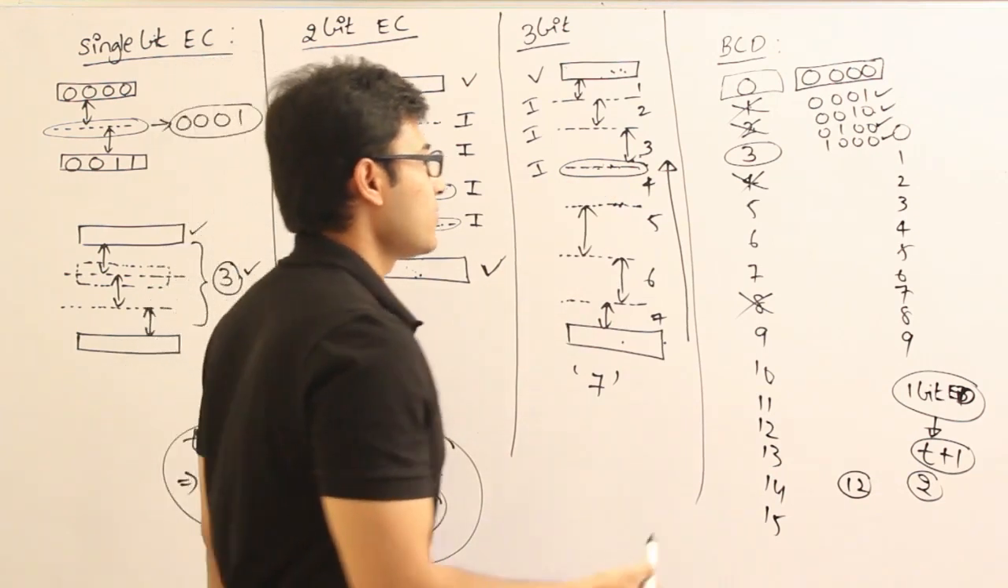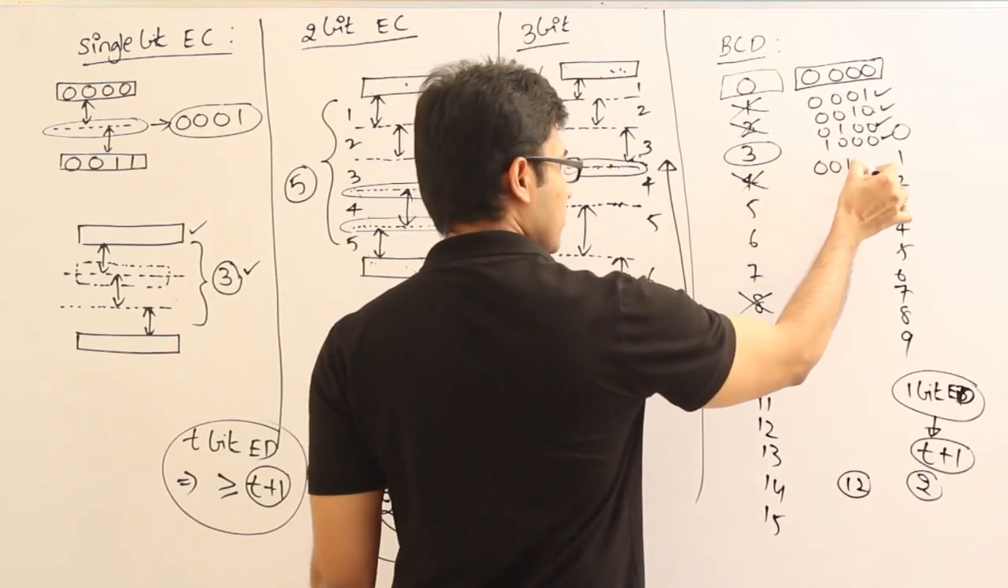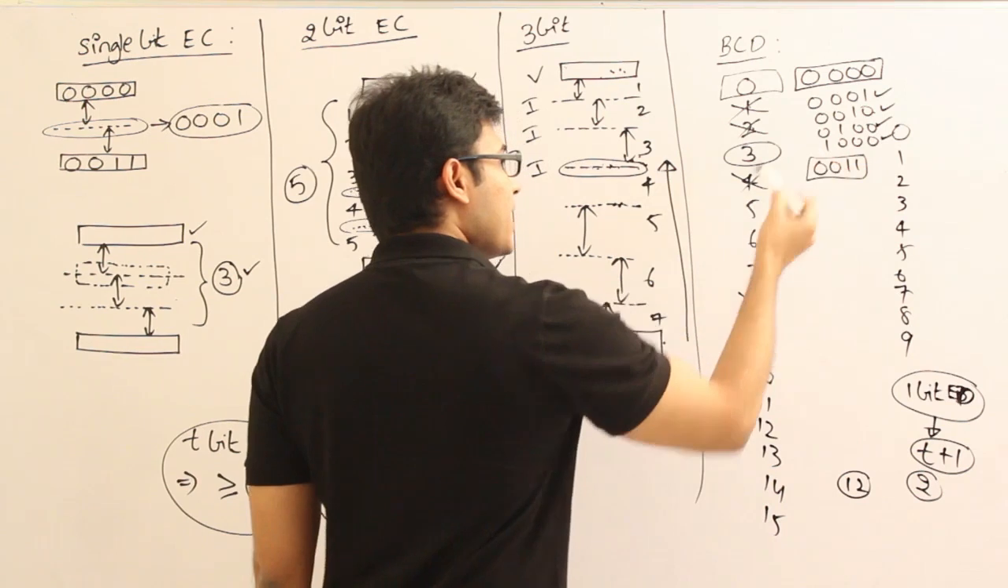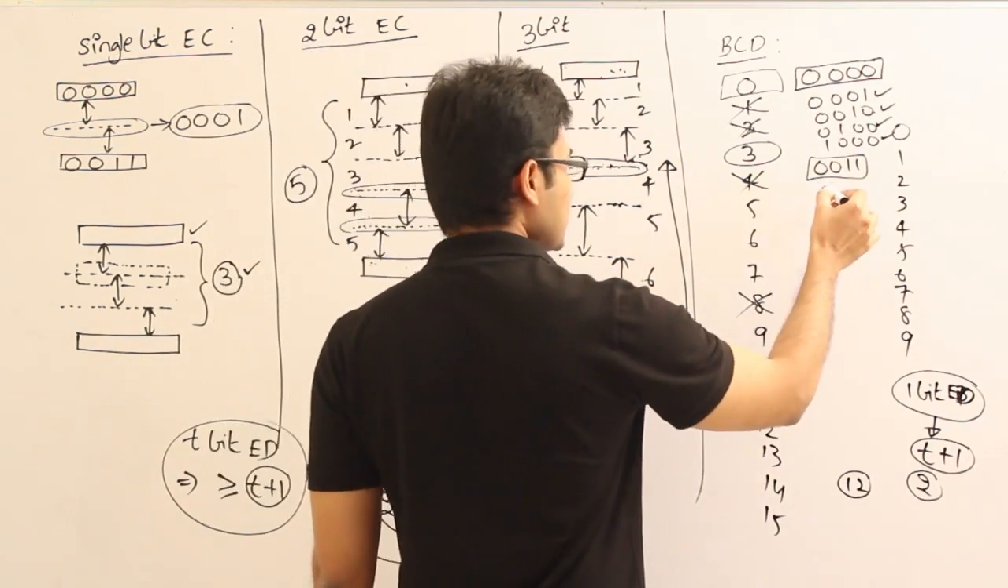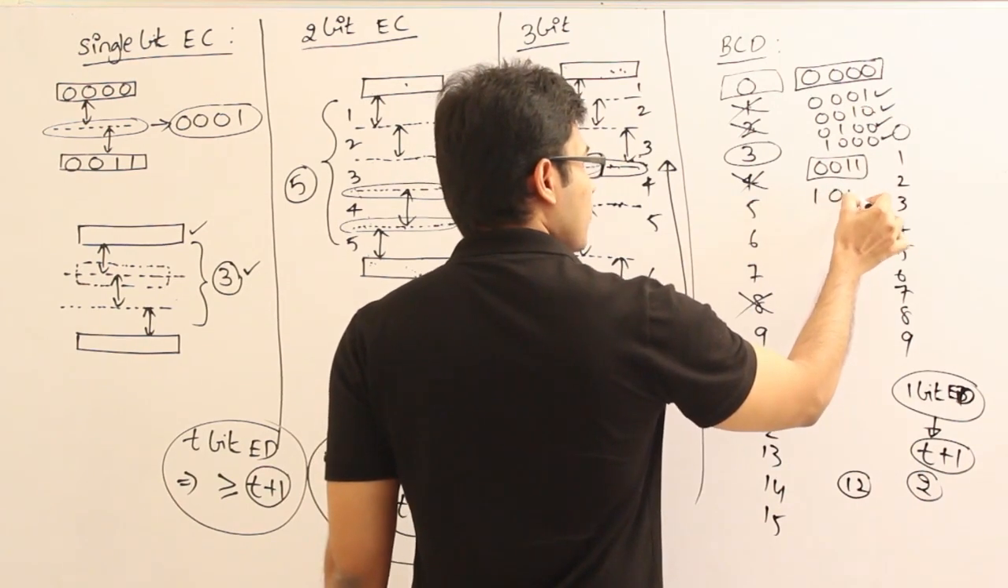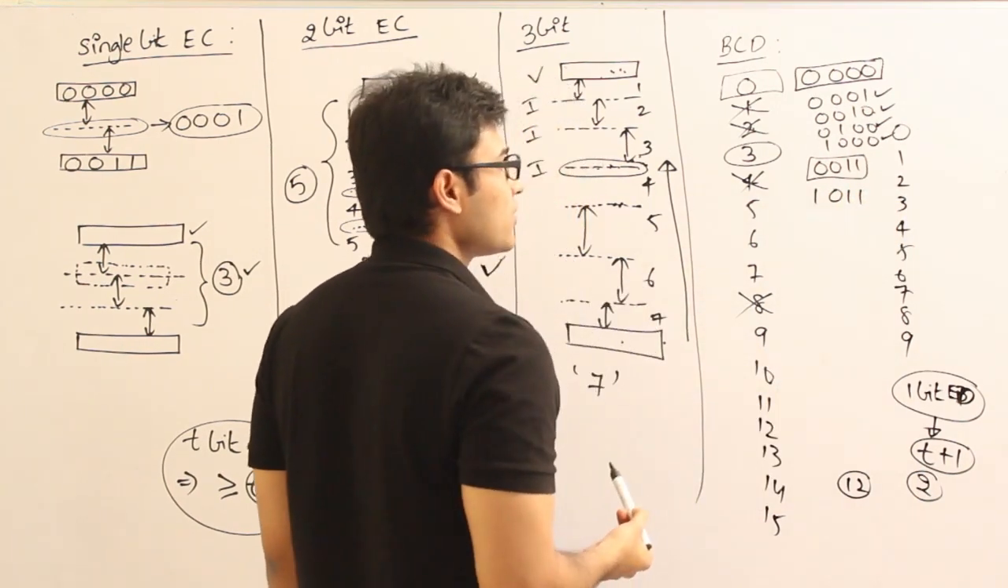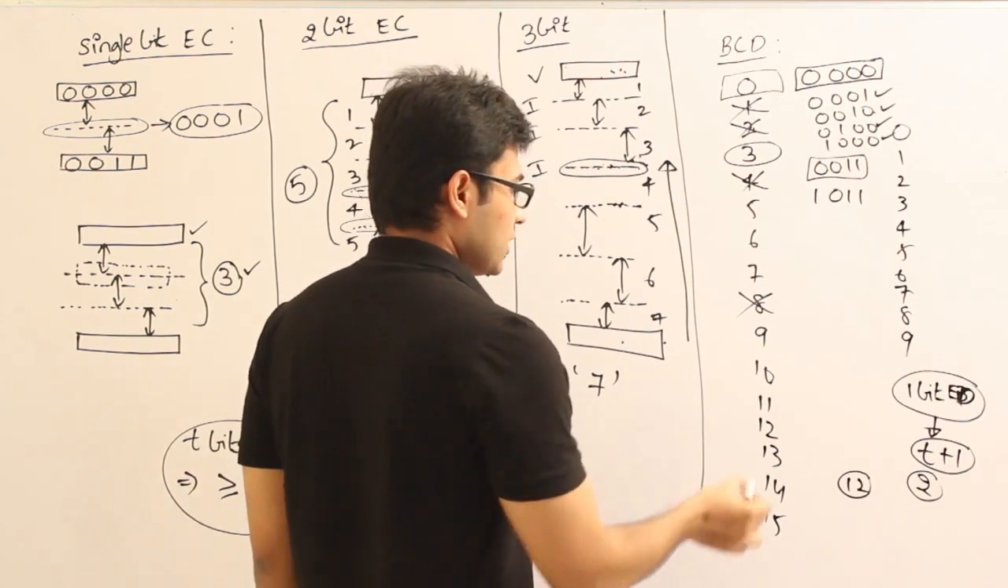Similarly, if you take 3 as a valid pattern, which means 0011 as a valid pattern, all the patterns which are at unit distance from this have to be eliminated. What are all the patterns which are at unit distance from this? 1011, which is nothing but 11, I guess, right? So 11 has to be eliminated.